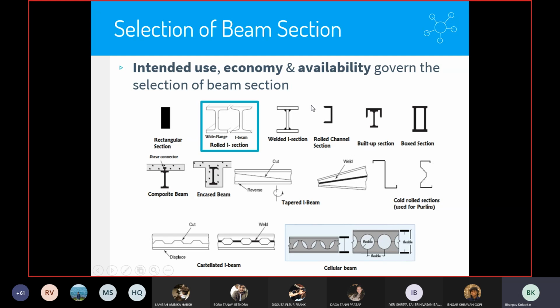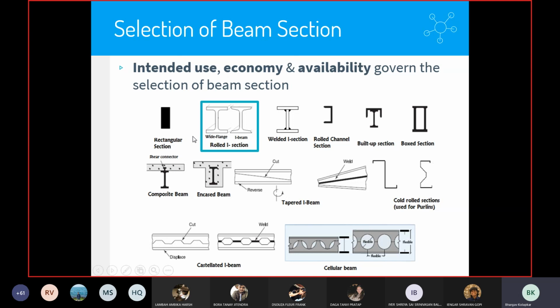I told you before that though the catalog has hundreds of sections, you can't really choose any, because the manufacturers do not manufacture all the sections. When you get into practice and deal with manufacturers, you get to know that these 5 or 6 sections are easily available at a smaller cost. So this could be a good starting point. So these three: first is intended use, which totally depends on what you're expecting of the structure and the building. Then economy and availability govern the selection of the beam section.